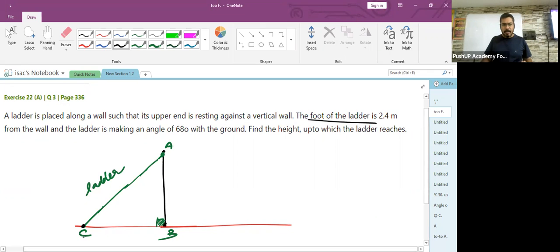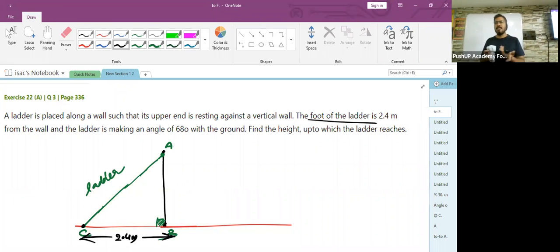So the distance from the foot of the ladder to the wall is how much? 2.4 meters. Can I say the distance of BC is equal to 2.4? Am I right, children? Yesterday I taught you all the basics, right? When I use the word distance, what is it? From the foot.